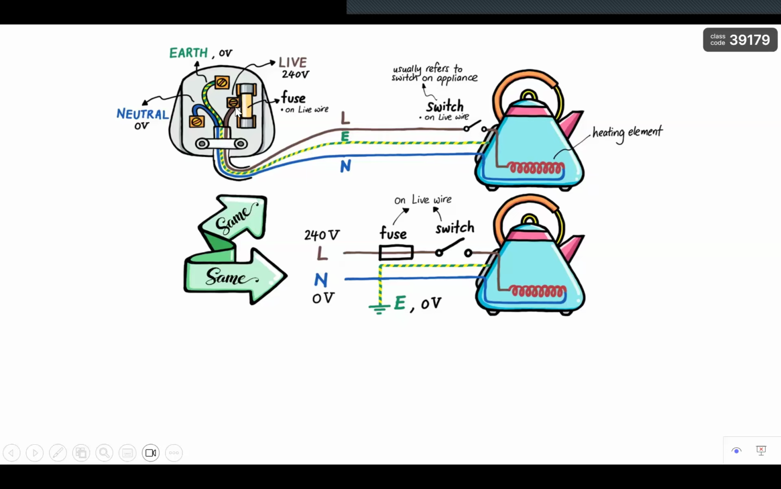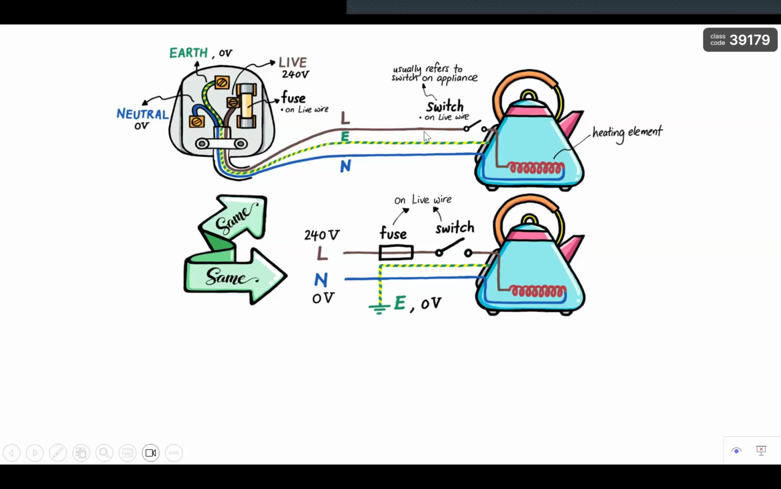So this part is the metal part of the kettle. Okay, then my heating element, my live wire is connected to the fuse. Okay, so my live pin is here. It carries 240 volts from the wall socket. And the 240 volts will go through this fuse and then go through this live wire, brown in color. And then the switch, okay, this switch is usually the switch on the electrical appliance itself. So this switch is also connected to the live wire, which is the dangerous wire. We'll talk about why later on.